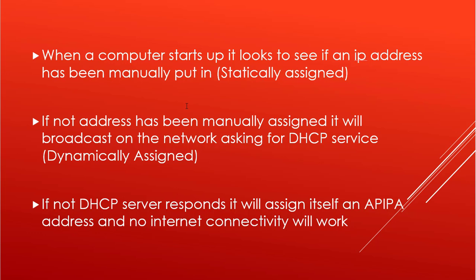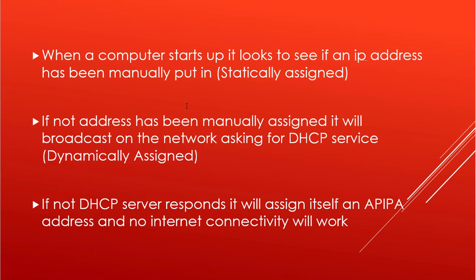So if the address has not been manually assigned, your PC, after it starts up, will broadcast on the network asking for a DHCP service. And that's where the DHCP server assigns the IP address, and we call that dynamically assigned. So your PC can get an address statically assigned, manually put in, or dynamically assigned from DHCP, Dynamic Host Configuration Protocol. And then if no DHCP server responds, it assigns itself an APIPA address, and no interconnectivity will be working on that PC.